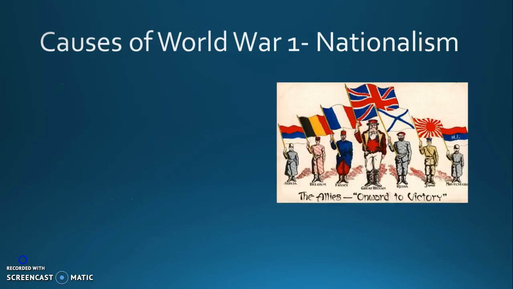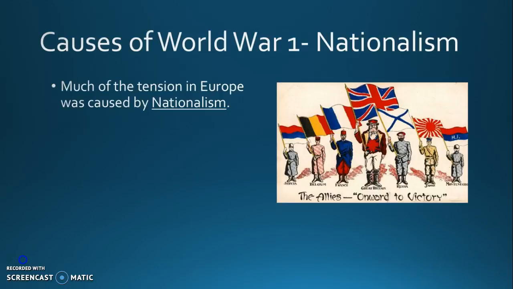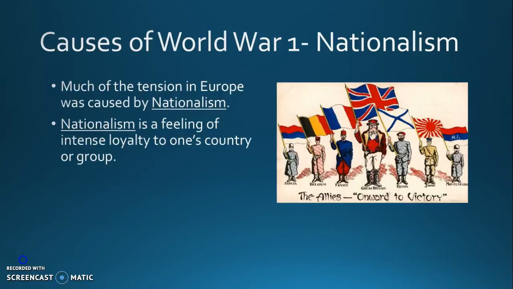Today we're going to take a look at Section 1, which is what were the causes of the war. Many people think that it's the assassination of Archduke Franz Ferdinand of Austria-Hungary, but there was much more to it than that. One of the main causes of the war was nationalism, or a feeling of intense loyalty to one's country or group.